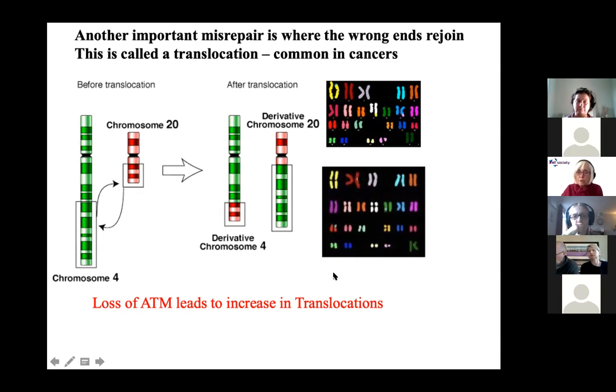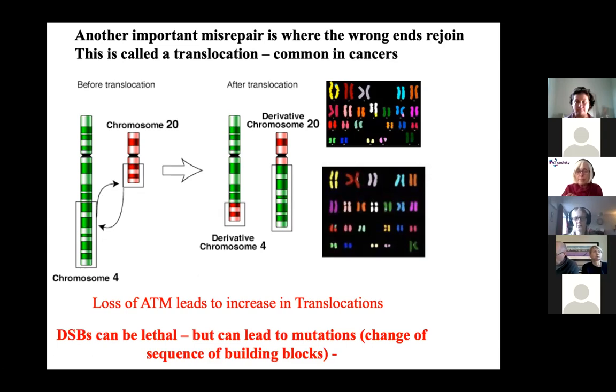So the loss of ATM leads to this increase in translocations, and in general, double-strand breaks can be lethal, but they can lead to mutations, being the change of sequence of the building blocks.